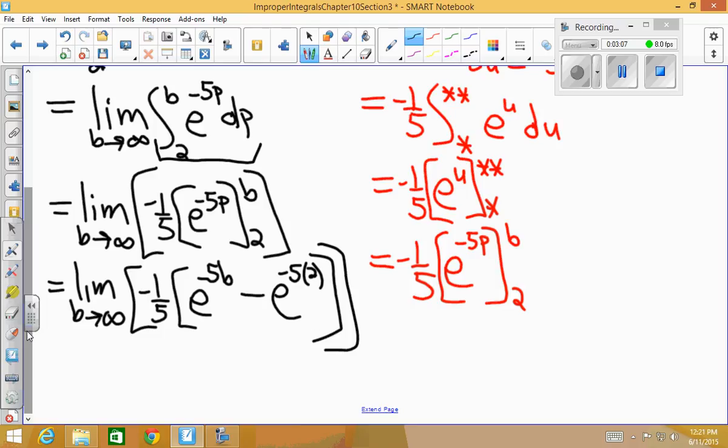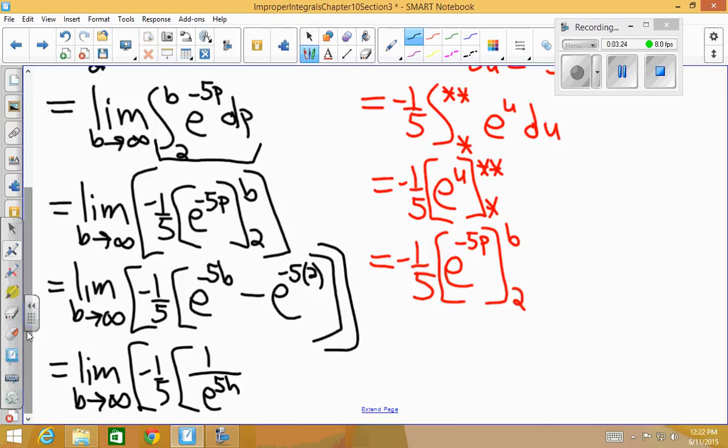The negative exponent will actually drop the e to the 5b into the denominator. So 1 over e to the 5b. Minus the same thing happens on the term to the right. This is 1 over e to the 5 times 2, which is e to the 10.